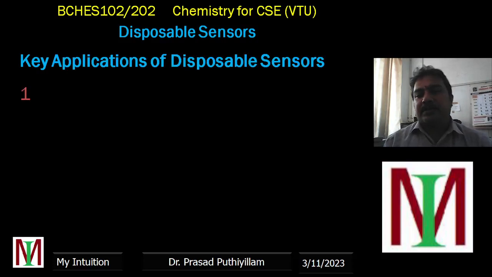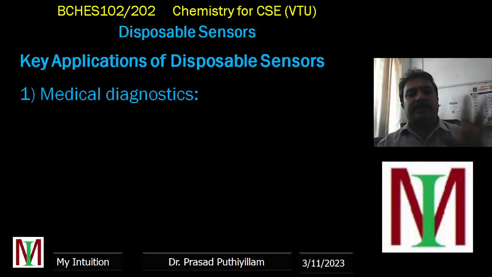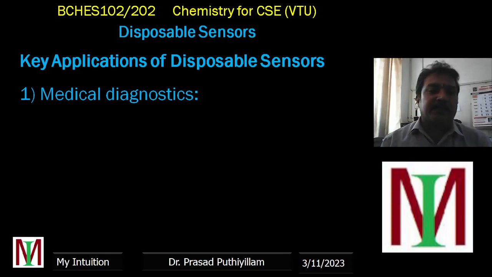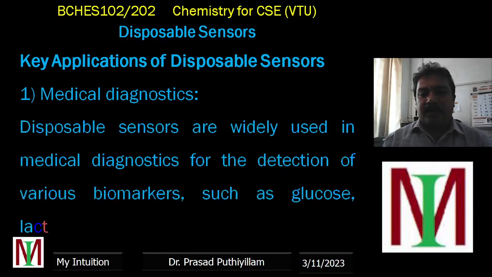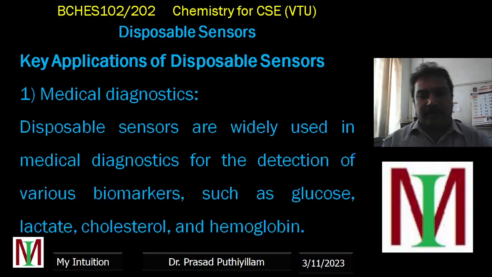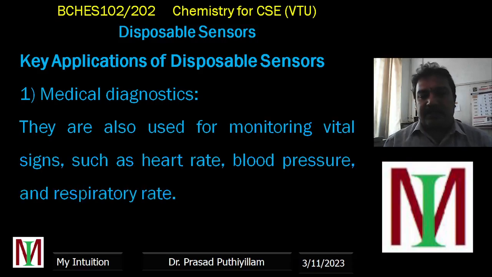Some of the key applications of disposable sensors. Two more applications are there in the syllabus already. Other than that, some of the key applications like medical diagnostics, they are widely used in medical diagnostics for detection of various biomarkers such as glucose, lactate, cholesterol and hemoglobin. They are also used for monitoring vital signals such as the heart rate, blood pressure and respiratory rates.